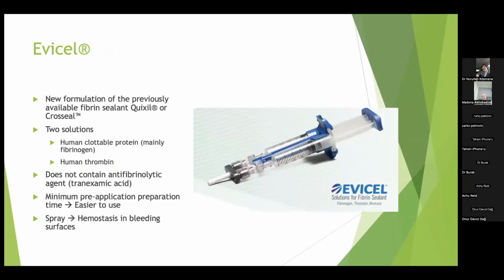Now comes Evicel. Evicel is a new formulation of the previously available Crosseal. It contains two solutions, human clottable protein and human thrombin. It does not contain tranexamic acid. It has minimum pre-application preparation time and is easy to use, and it can be used as a spray, leading to hemostasis in bleeding surfaces.